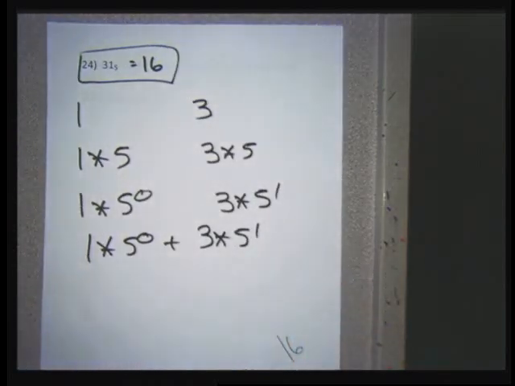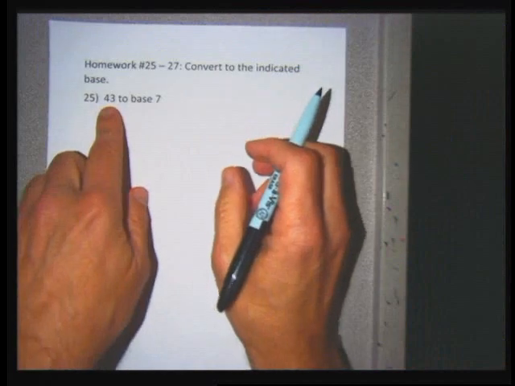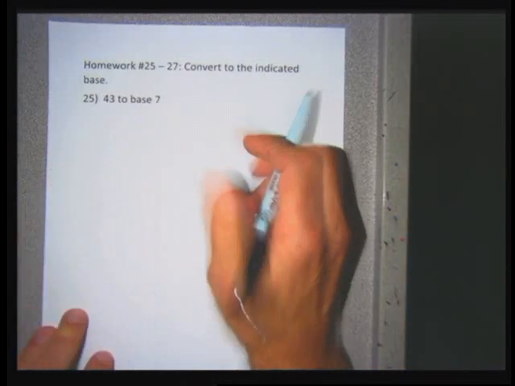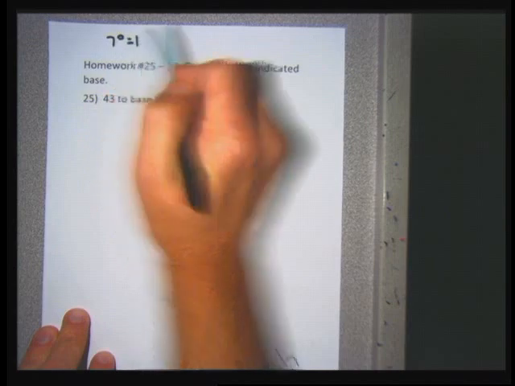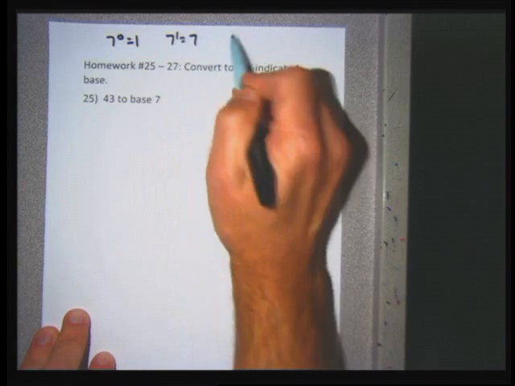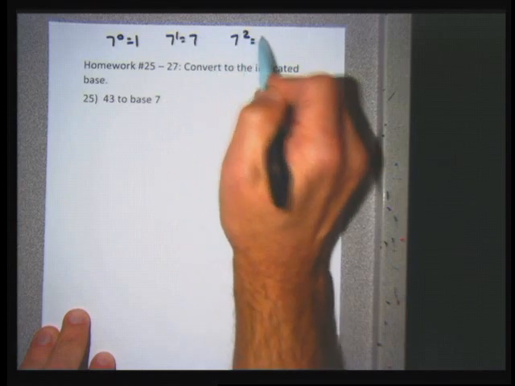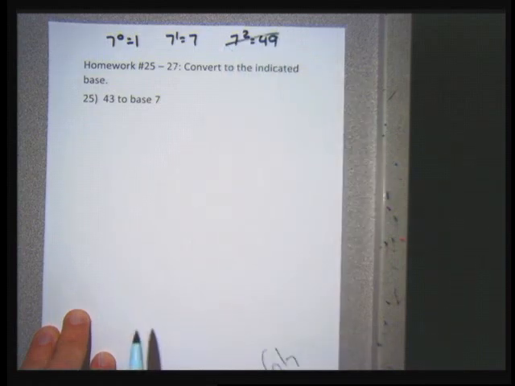Now the backwards one where we need the table. And when we need the table, we need lots of powers. So now I need to worry about base 7, so I need to know some powers of 7. 7 to the 0 is 1. 7 to the first is 7. 7 squared is 49. 49 is bigger than 43, so my table's only going to have 2 columns.